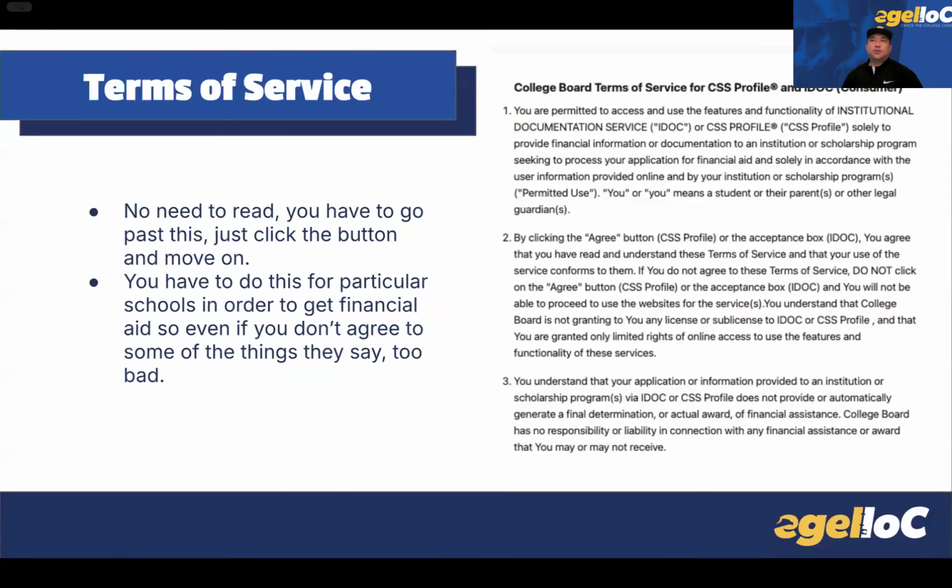So the first thing I wanted to do is explain what the CSS is. If you look, I put the terms of service, the first page you get once you log into your CSS Profile. You will see that it is run by the College Board. Yes, you are not mistaken. College Board is the place where you sign up for your SATs and your AP exams. The College Board runs the CSS Profile and also an additional piece of the puzzle called IDOC, which I'll explain later in a different training. So they are the owners of this CSS Profile.